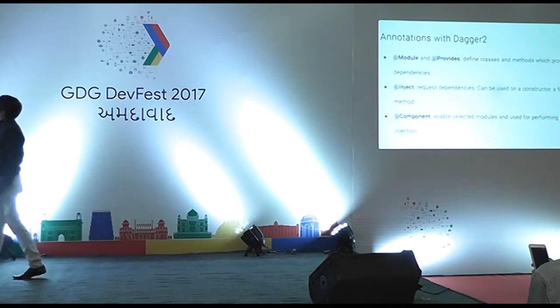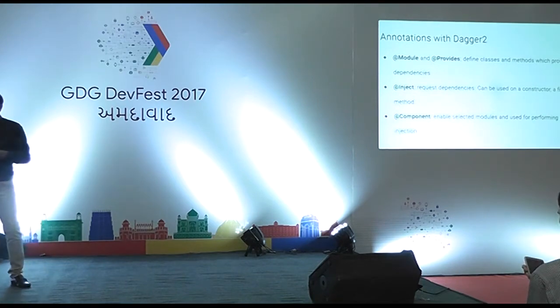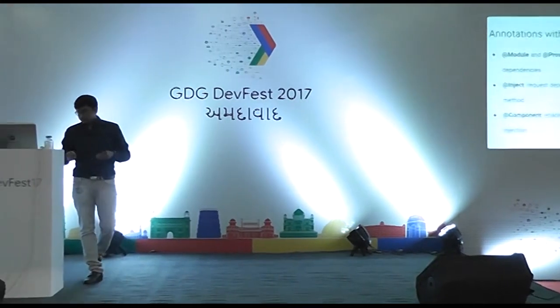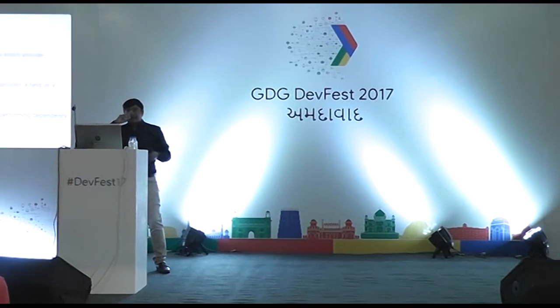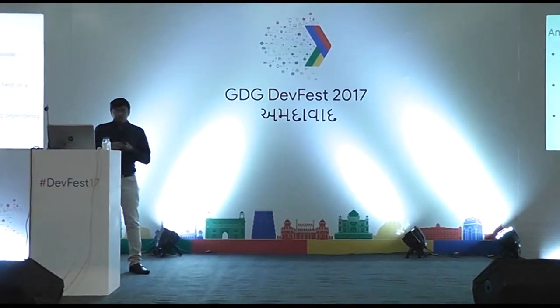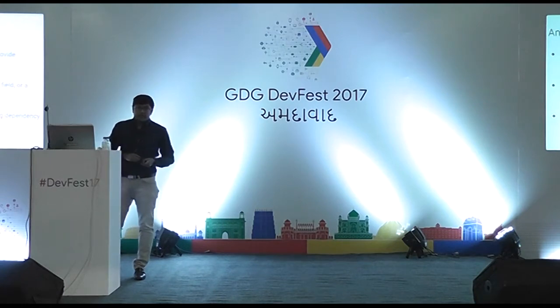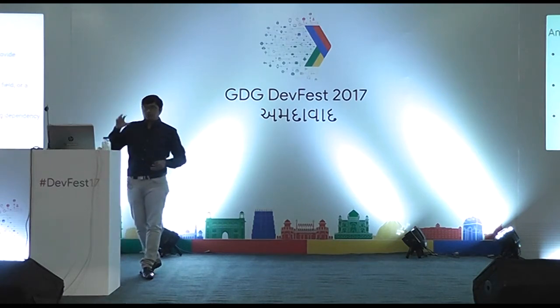Obviously you won't be able to write this without annotations. With Dagger 2, what are the annotations available? There are @Module and @Provides. Modules typically are classes, and within those classes we'll have methods which return the dependencies we want. @Inject will actually inject the dependency into whatever field or constructor you write the inject on. And @Component enables the selected modules and provides the actual dependencies from there.